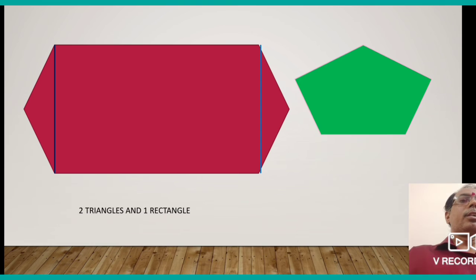Now one more figure here. Yes, it is just like a pentagon. They are asking for one triangle and one trapezium. Okay, where can you draw? Yes, there, at the triangle part. So we get one triangle and one trapezium.